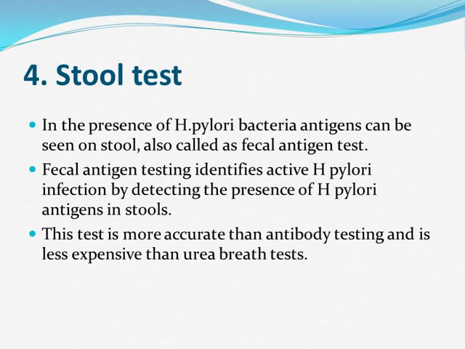Fourth is stool test. In the presence of H. pylori bacteria, antigens can be seen in the stool, also called the fecal antigen test. Fecal antigen testing identifies active H. pylori infection by detecting the presence of H. pylori antigens in stools. This test is more accurate than antibody testing and is less expensive than urea breath test.